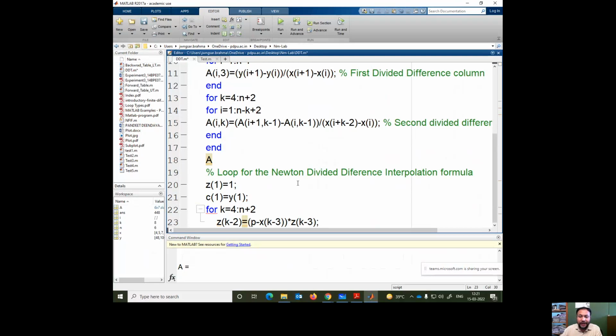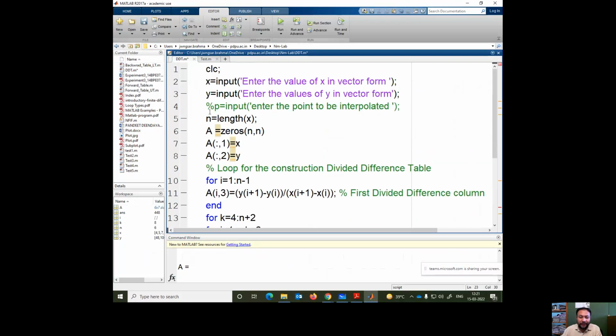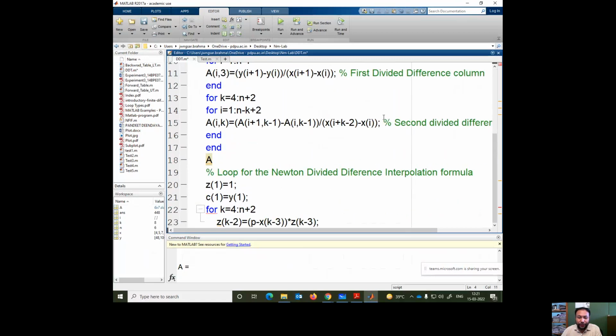Okay, here. What is p now? Just look here. Thus, I want to remove the comment now. Remove the comment. Okay. Input, meaning enter the point to be interpolated. So I have to enter there. So look for the Newton divided difference interpolation formula. Z is equal to 1, C is equal to 1, and this is the value of y I'll take here.